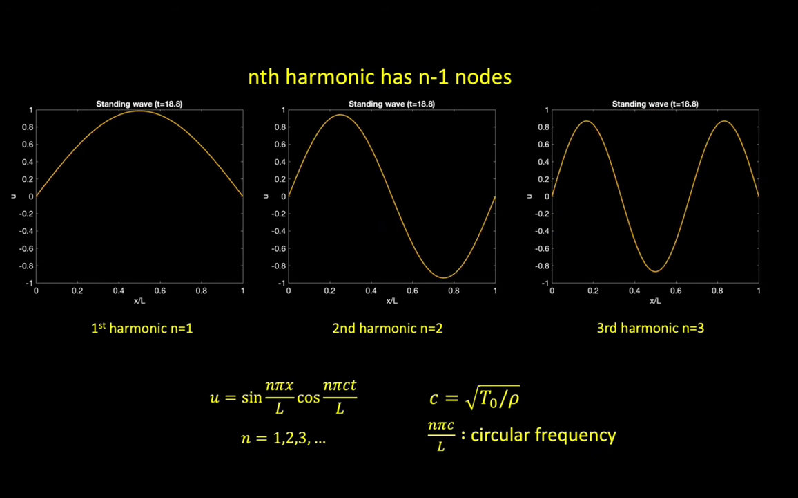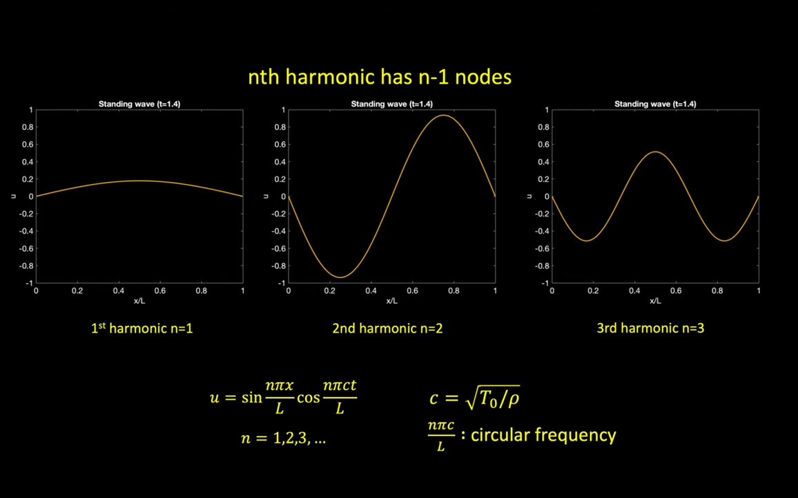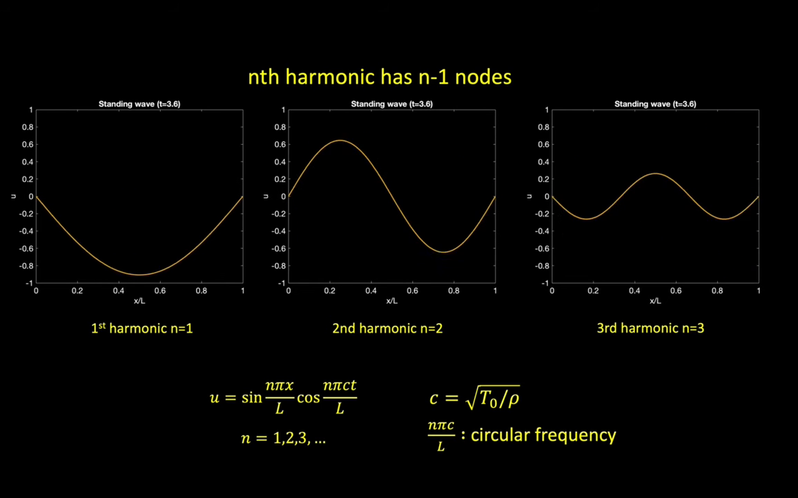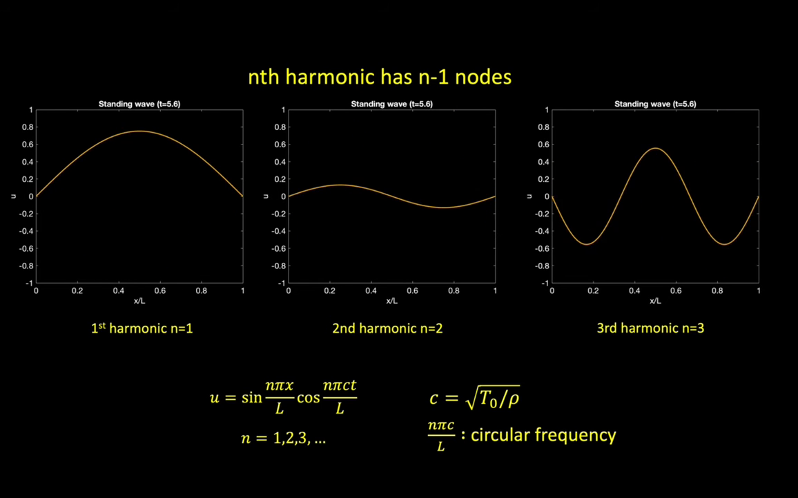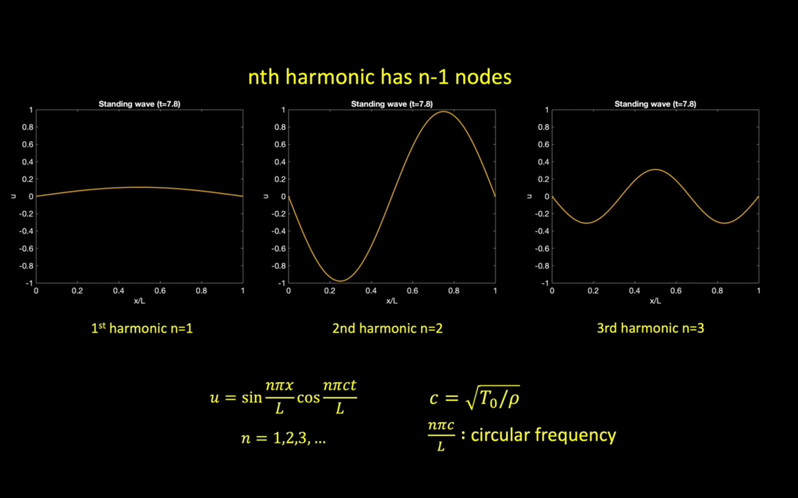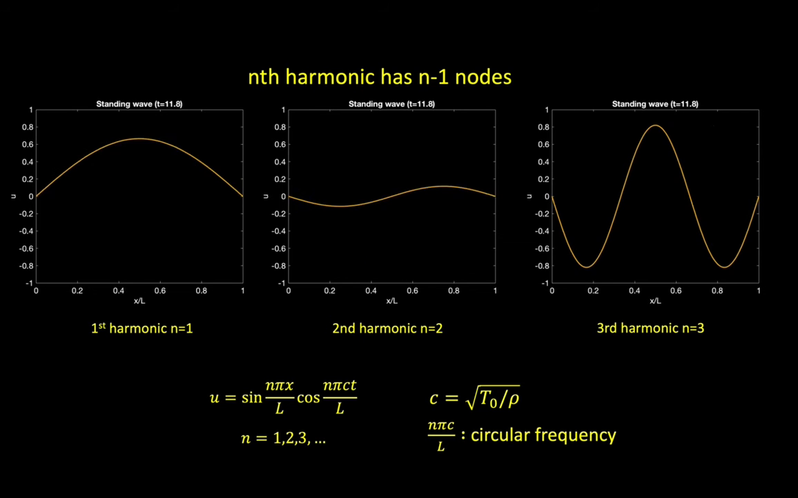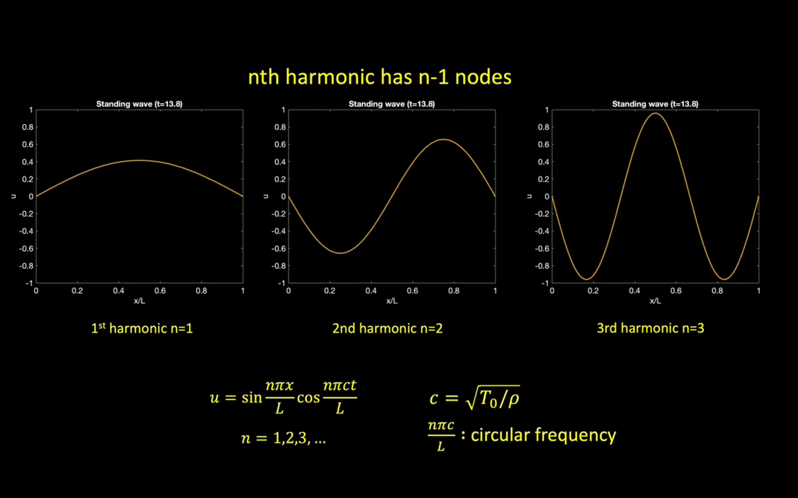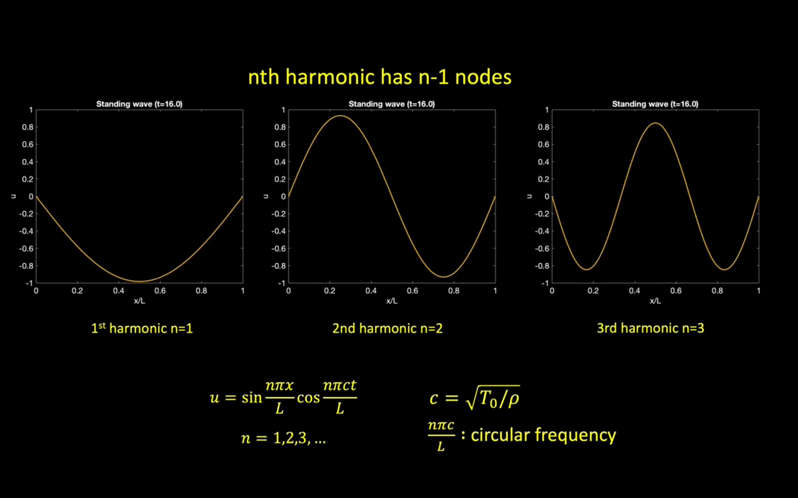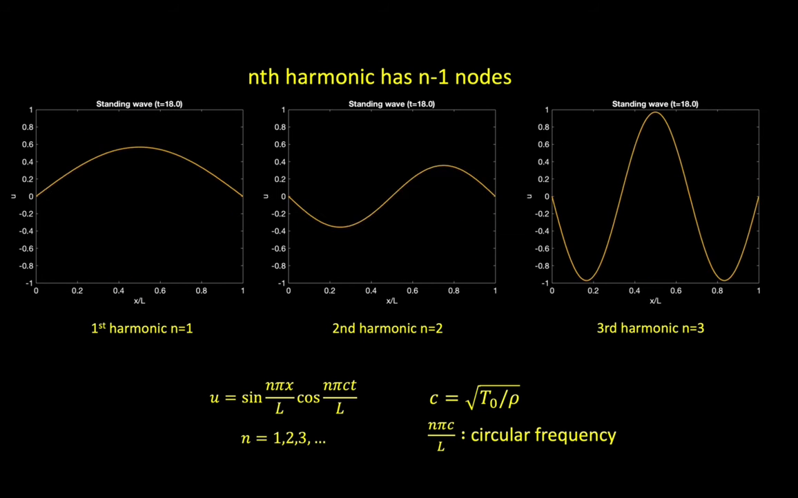The equation on the bottom is one specific solution to the wave equation with the boundary conditions and initial conditions shown on the previous slide. Here, the parameter c is simply the square root of the tension over density, and the term n pi c over L is the circular frequency, which is the number of oscillations in 2 pi units of time.